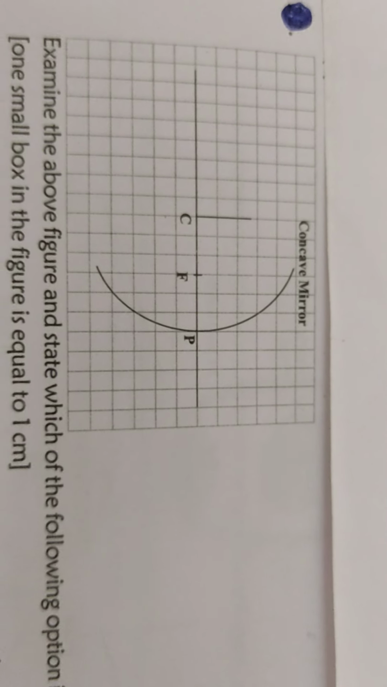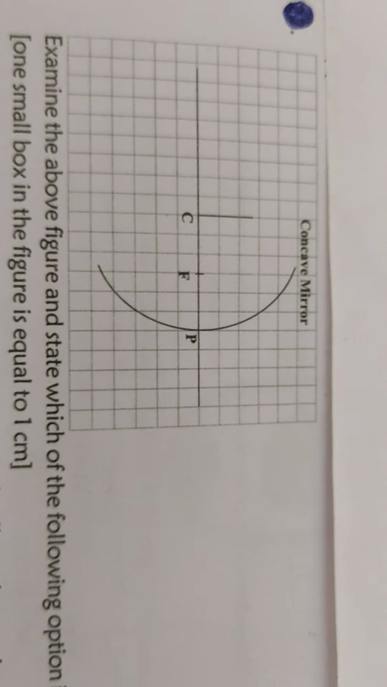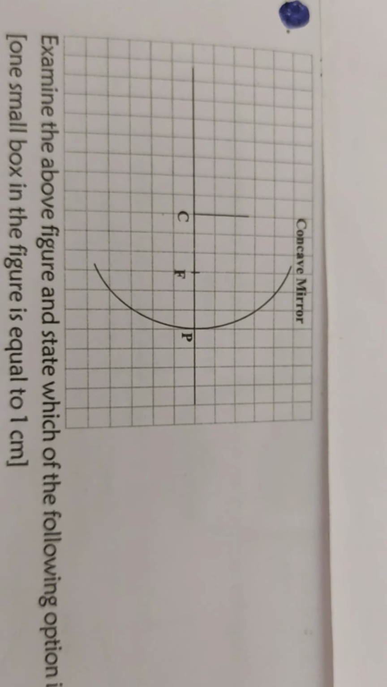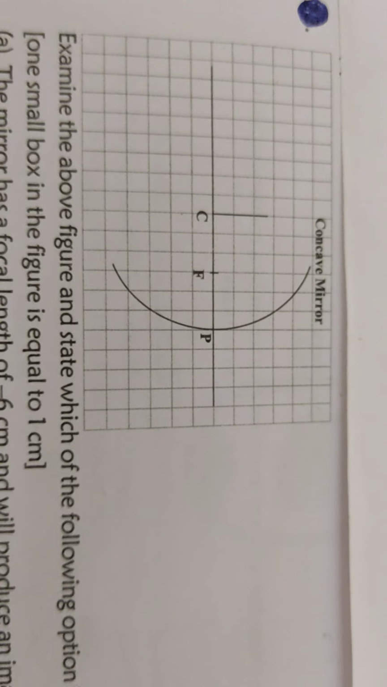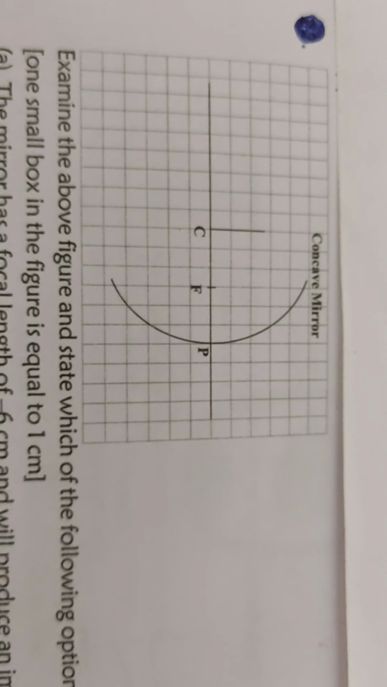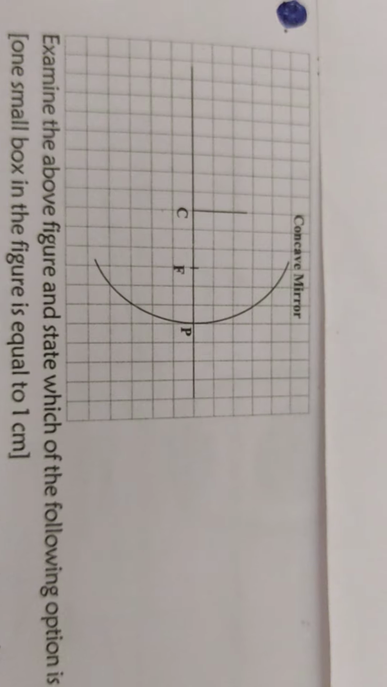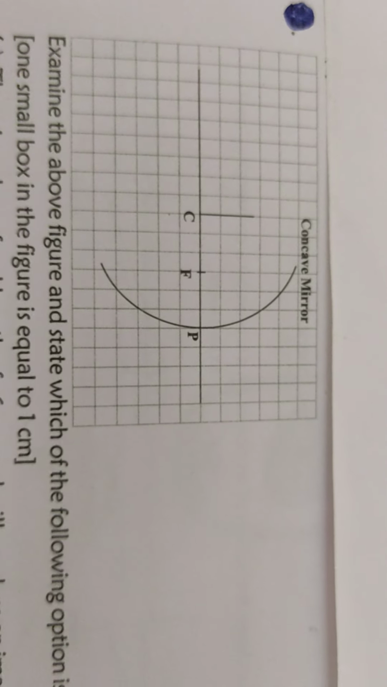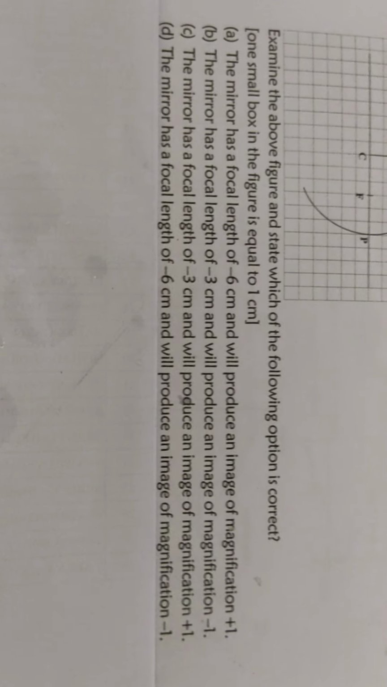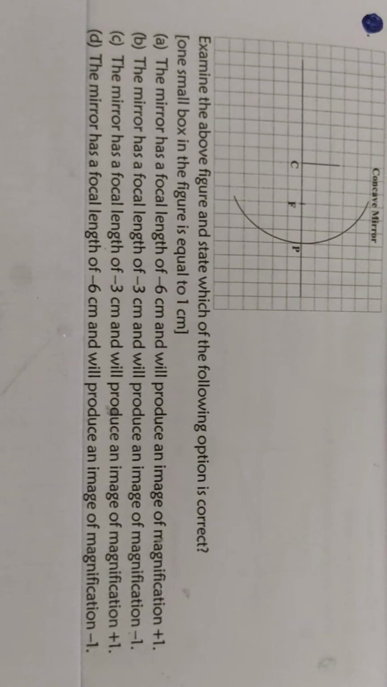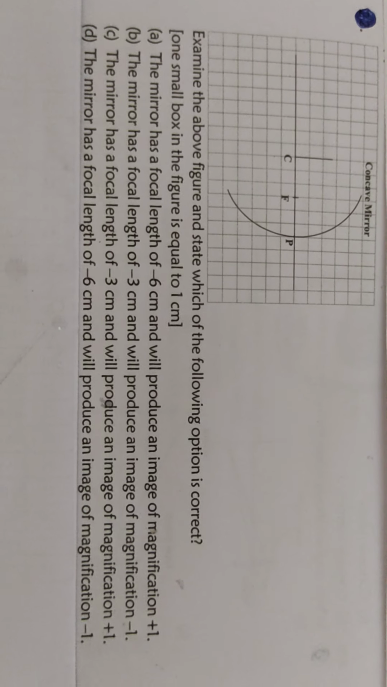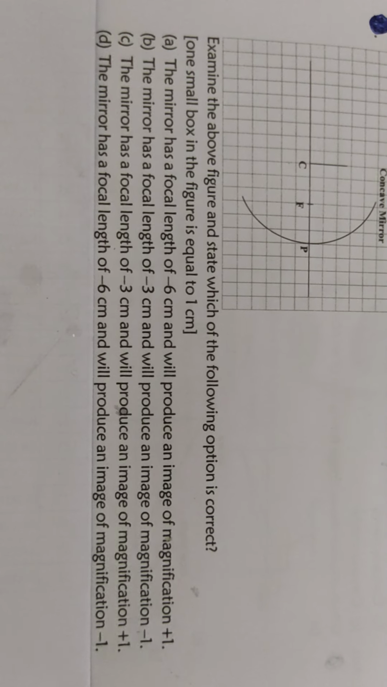So real and inverted means magnification should be minus. And same size means magnification is h dash upon h, height of the image divided by height of the object. As both are equal, it should be 1. So focal length minus 3 centimeter, magnification minus 1. So when we look at the 4 options, yes, B option is correct. The mirror has a focal length of minus 3 centimeter and will produce an image of magnification minus 1.